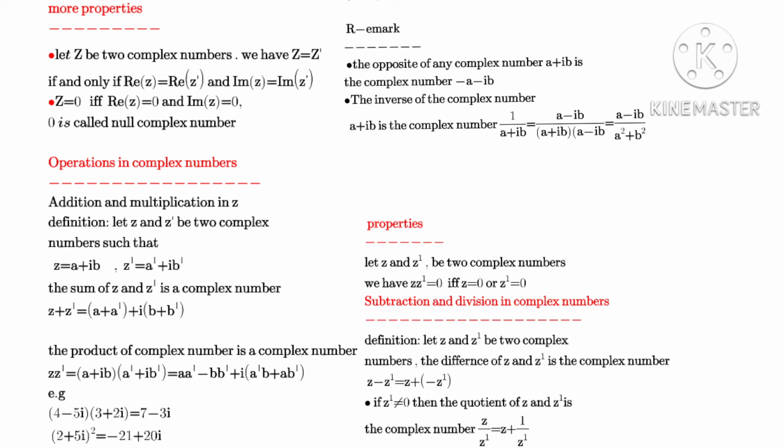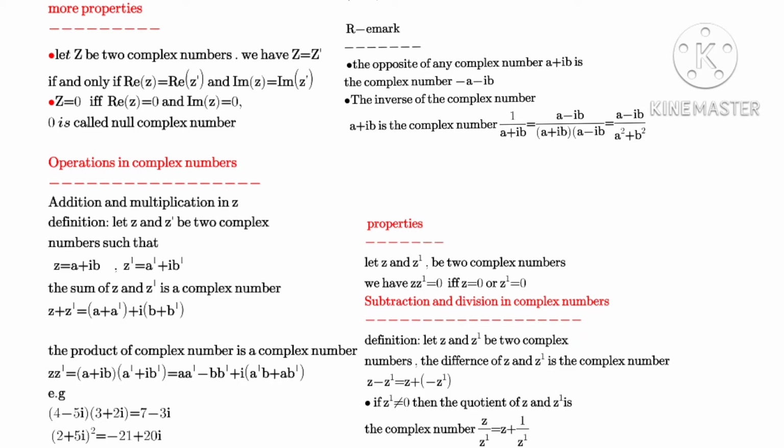If z equals a plus ib, then z prime must be equal to a prime plus what? i b prime. Then when we add the two of them together, we have a plus a prime plus i open bracket b plus b prime. We also have the product as well, z times z prime. We have it to be aa prime minus bb prime plus i open bracket a prime b plus ab prime.